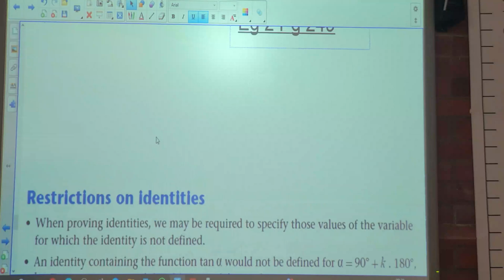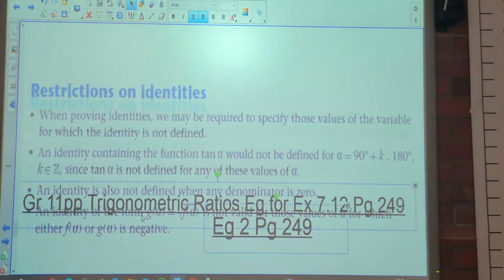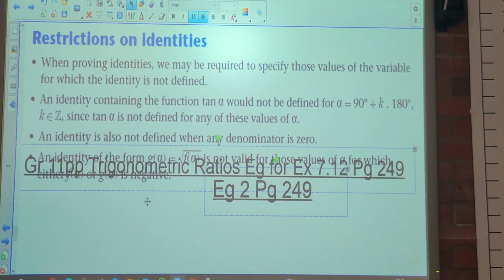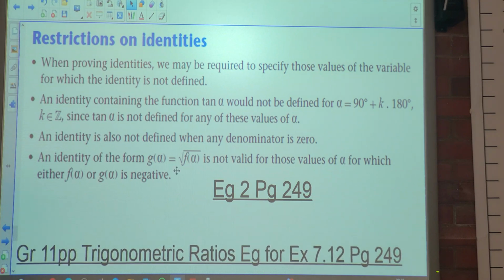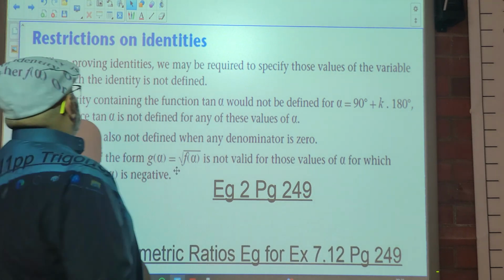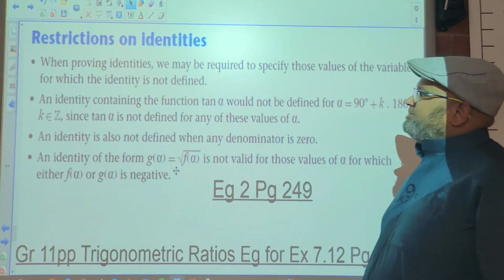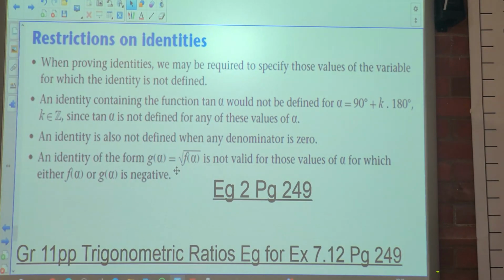So now we're going to look at restrictions on identities. That's your reading for today, for this part of the lesson. Restriction on identities. When proving identities, we may be required to specify those values of the variables for which the identity is not defined. We need something undefined.